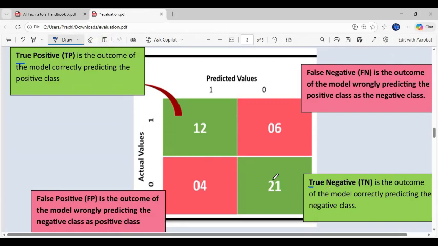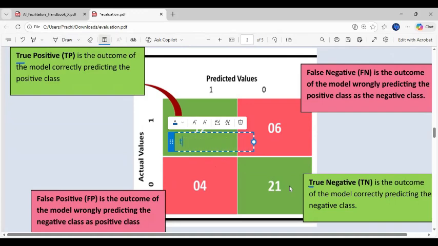Next, in case the model predicted that something is not going to happen, but actually the value said the event took place, this condition will be referred to as false negative. Last one, in case the model predicted that some event is going to take place for sure, and according to our data set, the event is not going to take place, this is the condition referred to as false positive. I hope the things are clear.